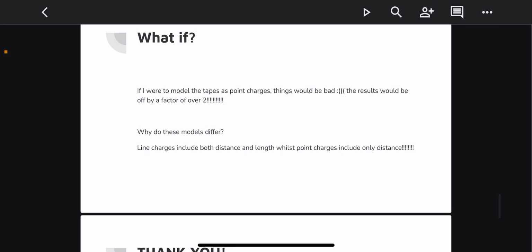And so our what-if would be, what if we were to model the tapes as two point charges? Things wouldn't work out that well because we already did that, and the results here differ by over a factor of 2, which goes to show the accuracy that changed with doing our new form of computation.